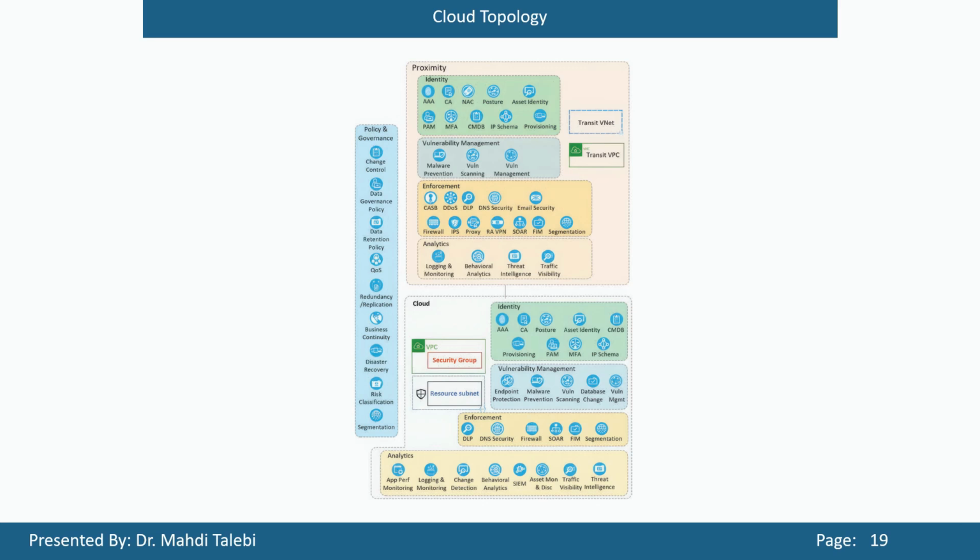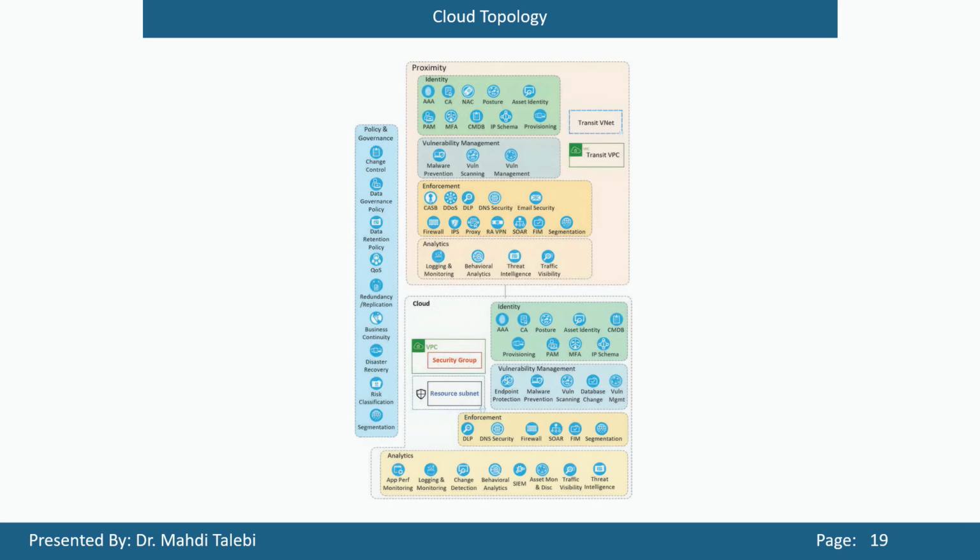At the core of this framework, you'll find centralized policy and governance mechanisms such as data governance, change control, and quality of service, QoS, which ensure that all security measures align with the organizational standards and regulatory requirements. These elements provide the foundational guidelines for how security is managed within the cloud infrastructure.